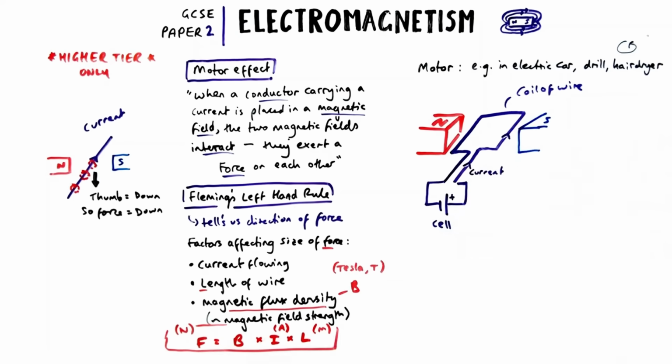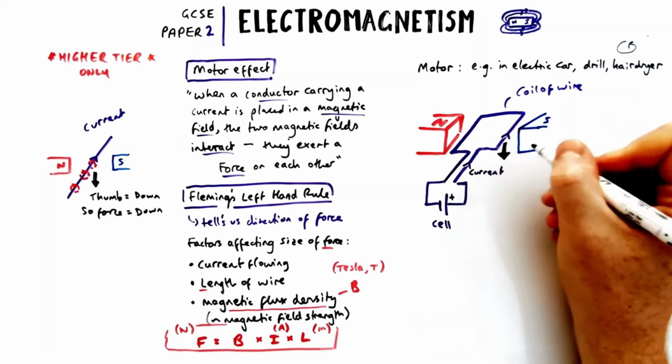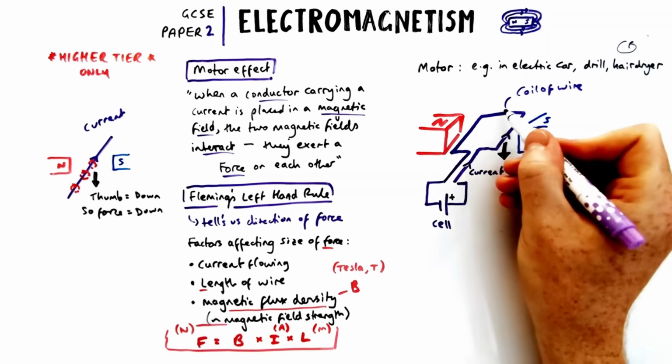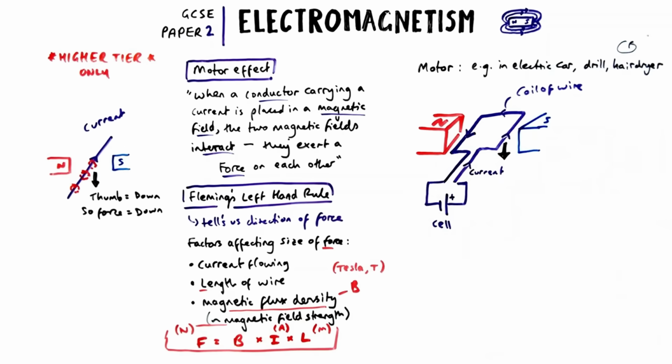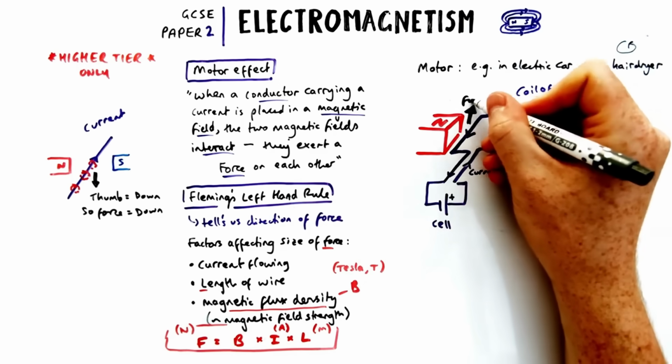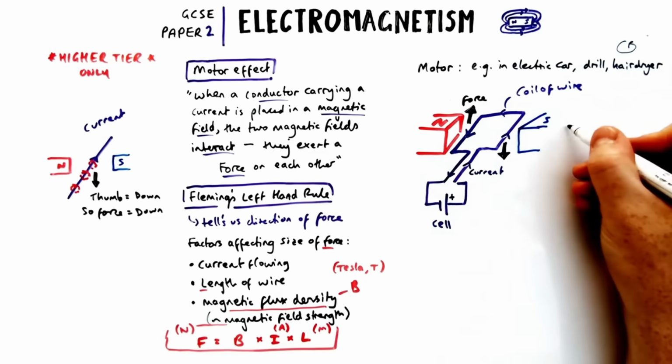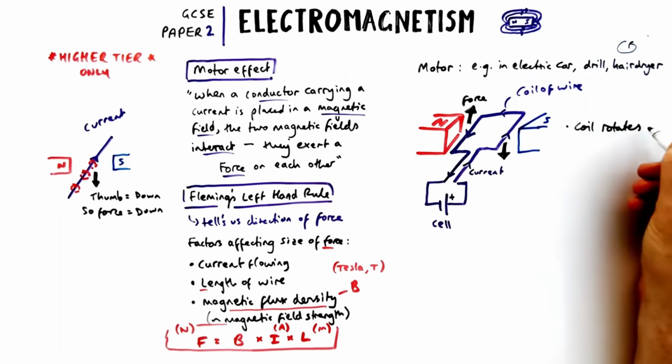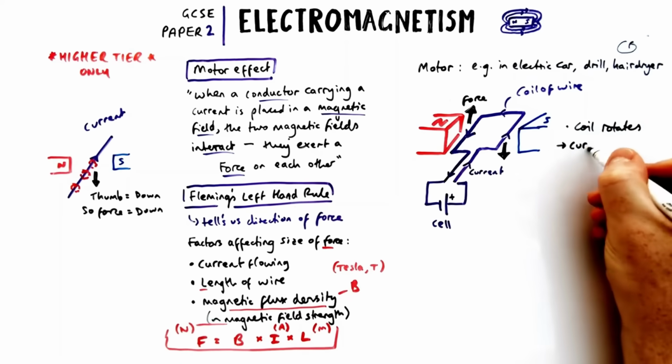On the other side of the coil, however, the current is flowing in the opposite direction. It's now flowing towards me. So in that case, what I can figure out is that the force is going to go the other direction. So on the left-hand side it's going up, the right-hand side it's going down. This causes the coil to rotate.